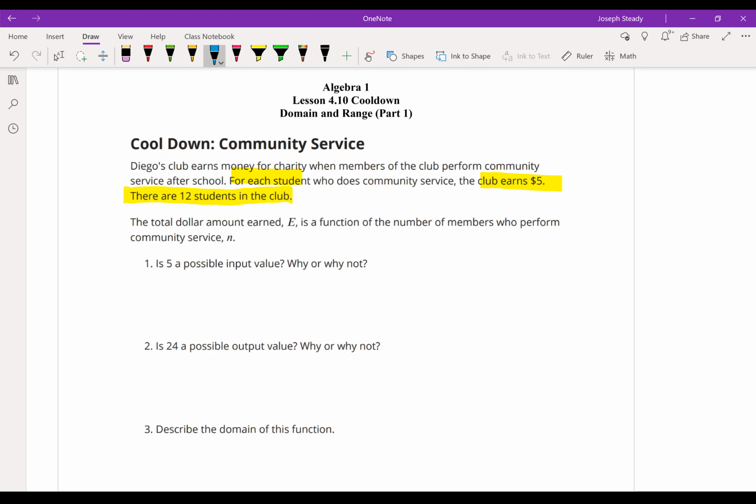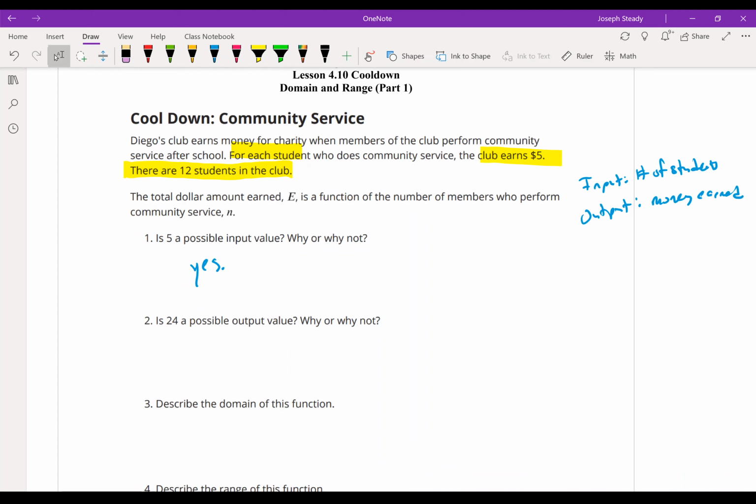Well, first let's think about our input in this problem. It is the number of students, and our output is the money earned. So, could my number of students be 5? Well, that's a whole number, and it's less than 12, so that seems fine. This is a yes here, because that's less than the limit of 12 students in the club.